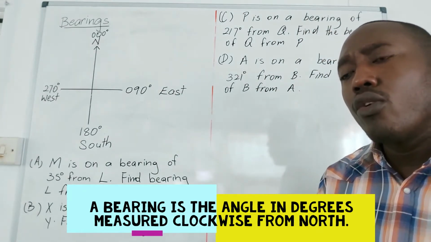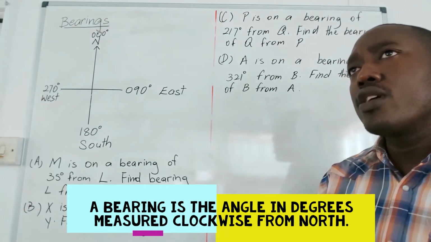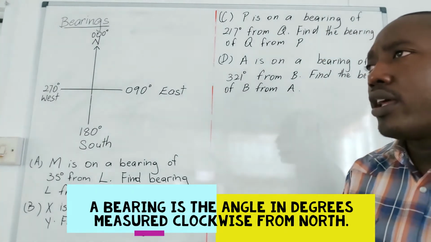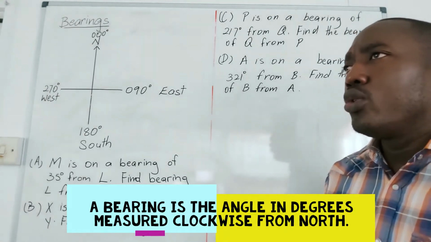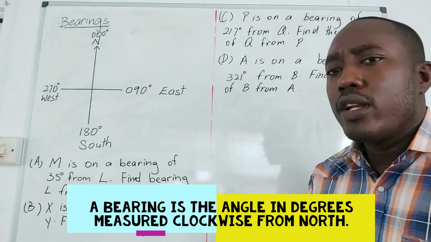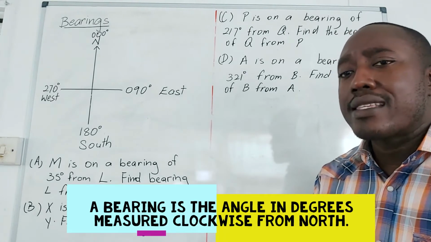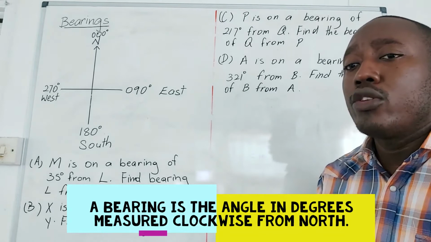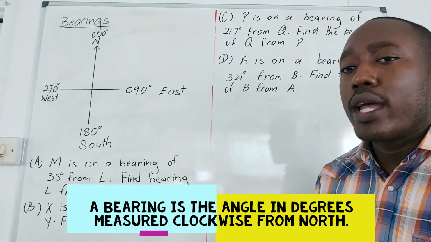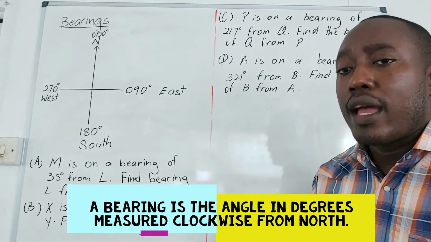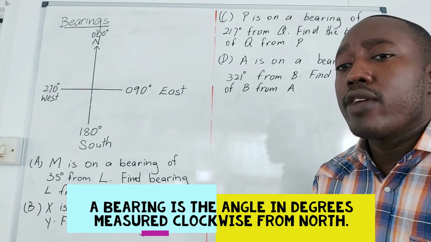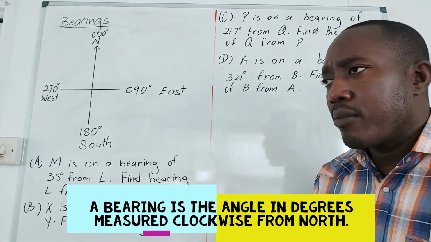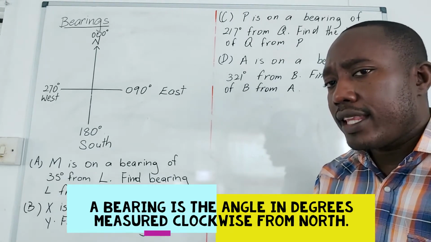So, for instance, if you become a geologist and you go into the jungle to do your work, you're given a compass. That compass has the direction north. So from north, you will be able to know where is east, west, and south. And you're able to find your bearings from that particular point of the north line.